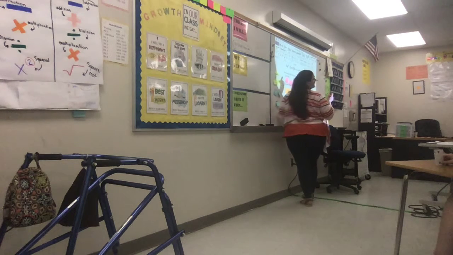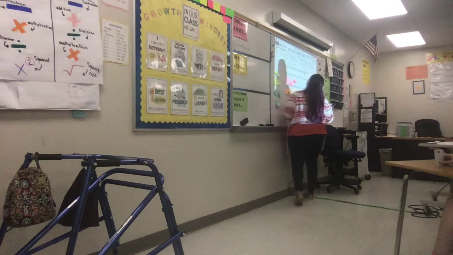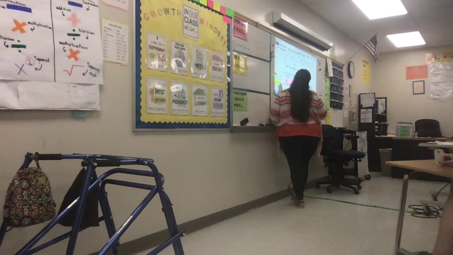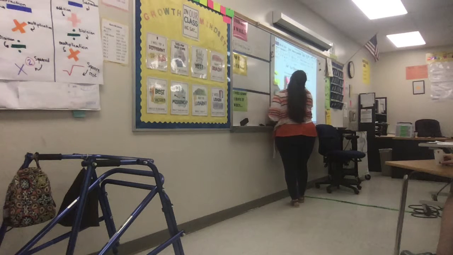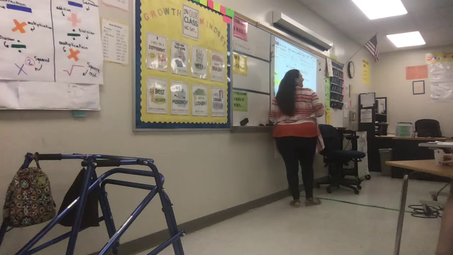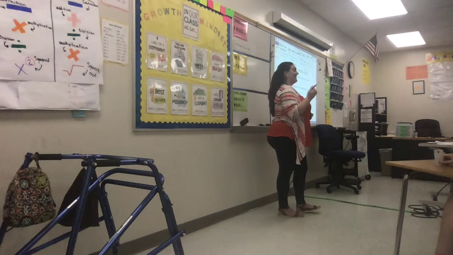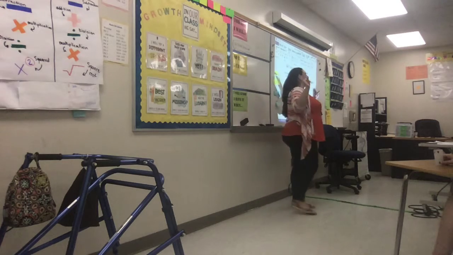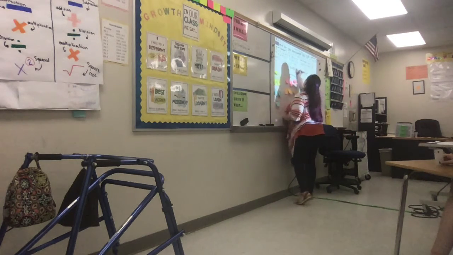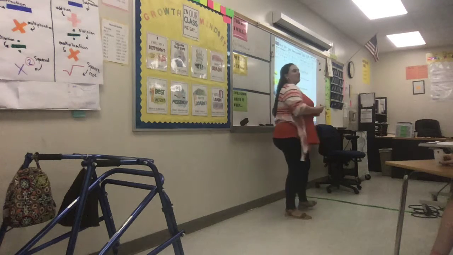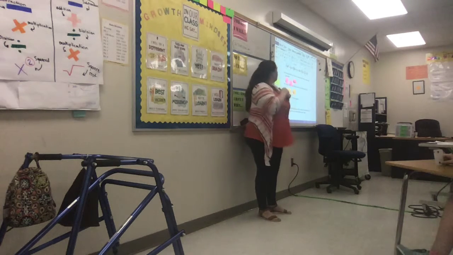You said 7, Sophia? Good. Who else? What else? 3. Be a little more specific. Negative 3. Negative 2. Nice. All right. Does this have a number out front? No. What are our invisible numbers? Herbert. Number 1. It's a visible number 1. All right.